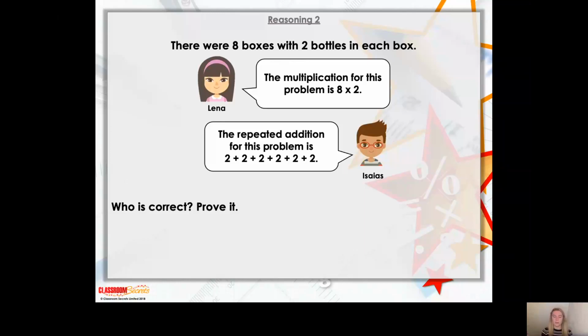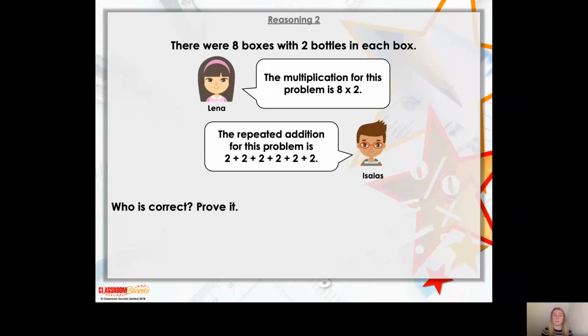Now, what we're going to do now is look at another reasoning question. So this is even more challenging than the last ones. So there were 8 boxes with 2 bottles in each box. Lena says the multiplication for this problem is 8 multiplied by 2. And the boy says the repeated addition for this problem is 2 plus 2 plus 2 plus 2 plus 2 plus 2. Now, who is correct? Pause the video and have a think.